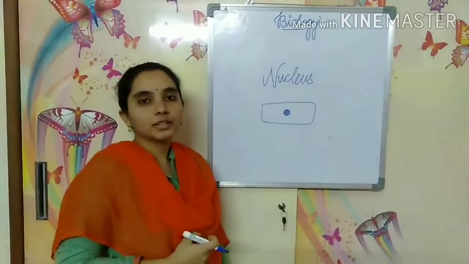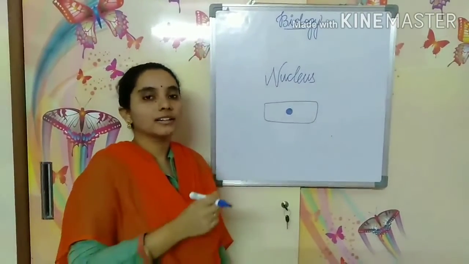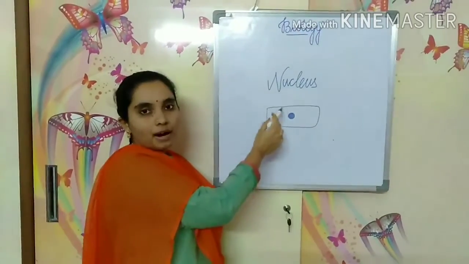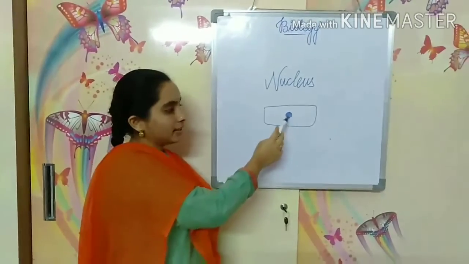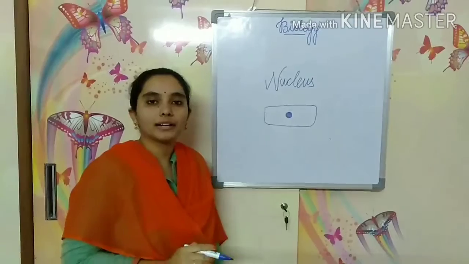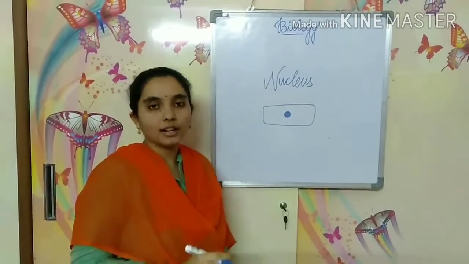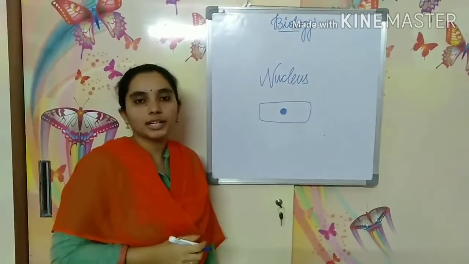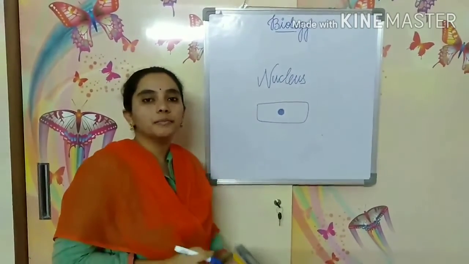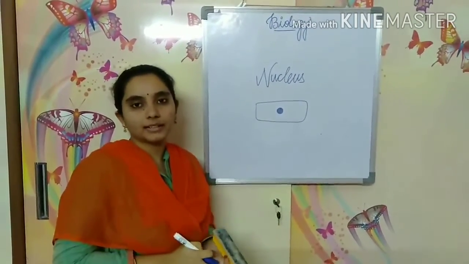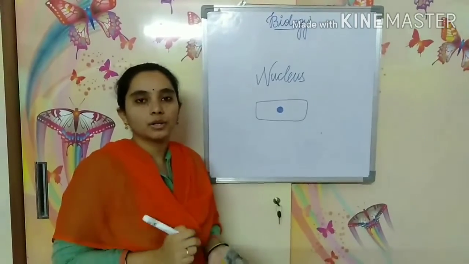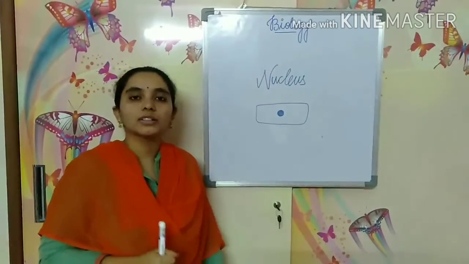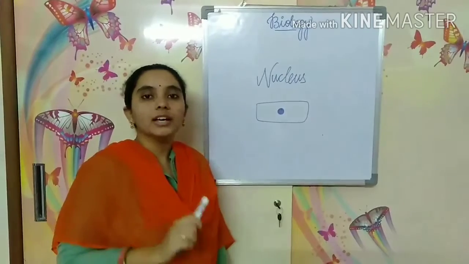As you know, the nucleus is the central part of the cell, which is circular in shape, and it is a very dense particle present at the center of the cell. It acts as the cell's control unit. That means it controls all the activities of the cell.